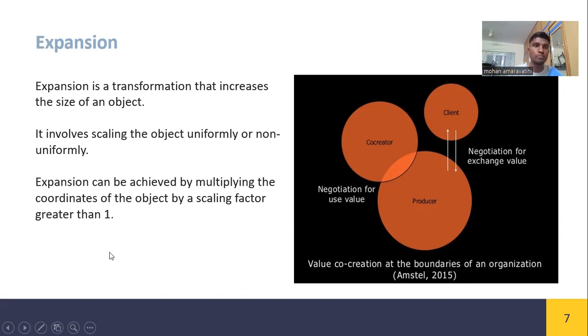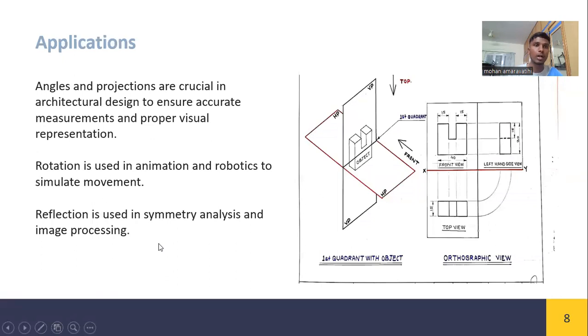Next, applications. Angles and projections are crucial in architectural design to ensure accurate measurements and proper visual representation. Rotation is used in animation and robotics to simulate movement, and reflection is used in symmetry analysis and image processing. You can use the first quadrant, second quadrant, third quadrant for orthogonal projections, with HP and VP, top, front and bottom views. That is how we can describe the application.